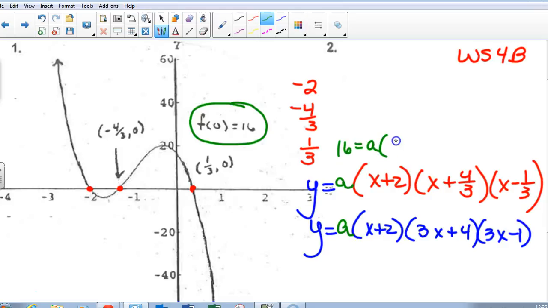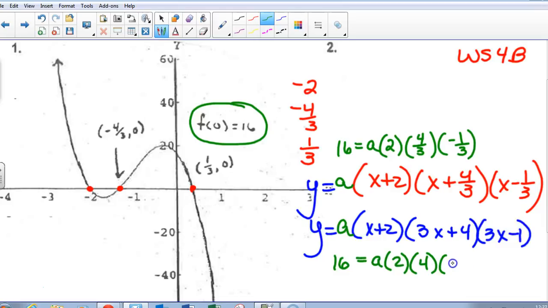And then if I put in a 0, I'd have 0 plus 2, 0 plus 4/3, and 0 minus 1/3. I'm also going to do it under here in this version. 0 plus 2 would still be 2. 3 times 0 plus 4. 3 times 0 minus 1. Now we'll get a different A value depending which way I wrote the equation.